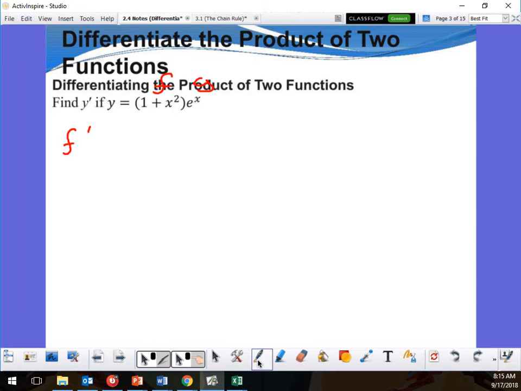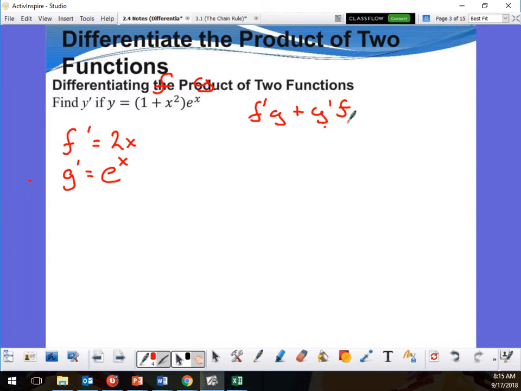All right, so we said f. So f prime would be 2x, right? And g prime is e to the x, because the derivative of e to the x is just e to the x. Now there is the format for this, which I got from the previous slide: f prime g plus g prime f. It's just multiplying these two together.